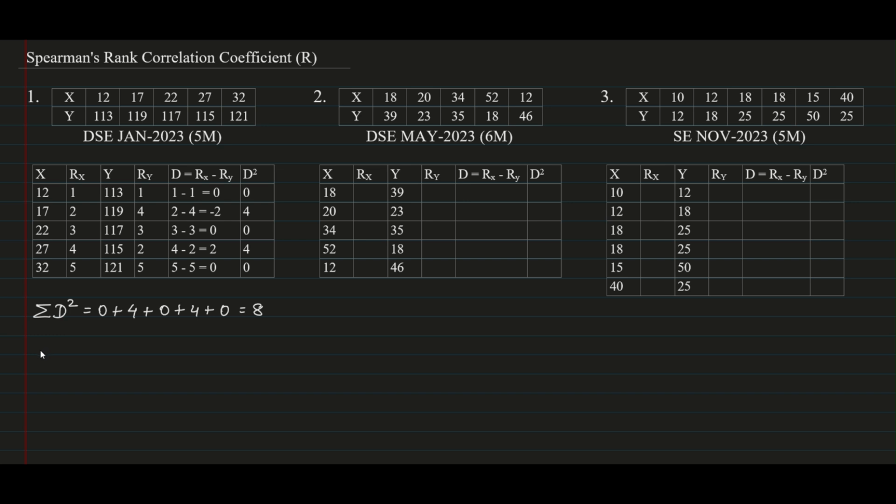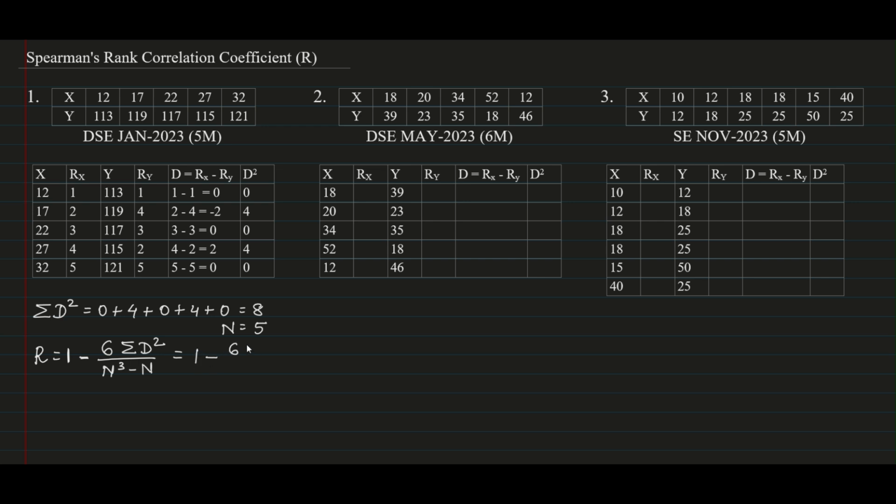Now the formula is important for calculating Spearman's rank correlation coefficient. Capital R is 1 minus 6 times summation d square upon n cube minus n, where n is the number of data points. Here it is 1, 2, 3, 4, 5. So the value of n here is 5.